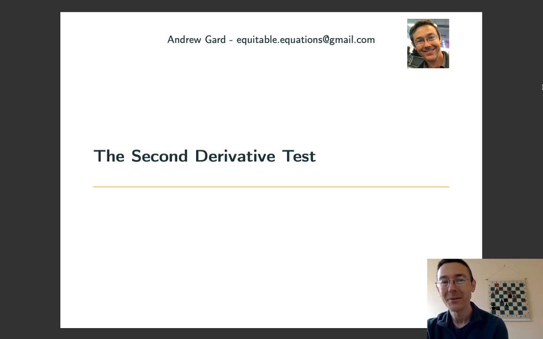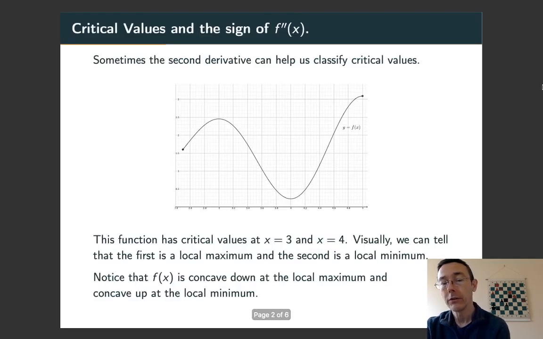Hey everybody, today we're talking about the second derivative test for local extrema. We're going to get the big idea and we're going to get a relatively non-computational example. In the next video we'll get down and dirty with the algebra behind it. So let's start with an example.